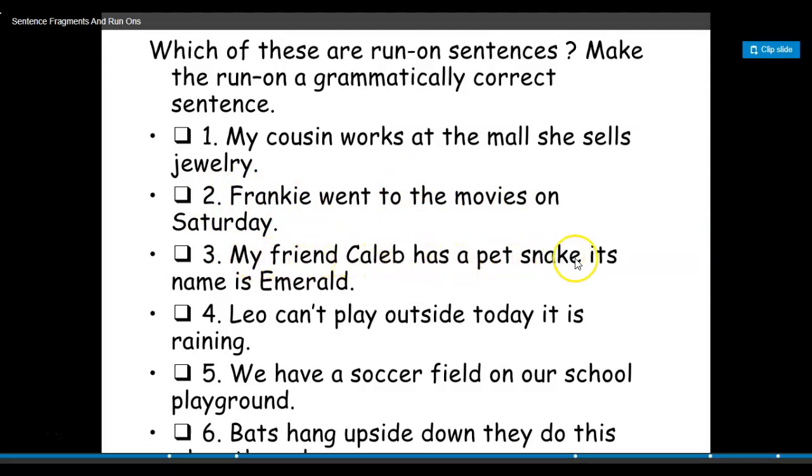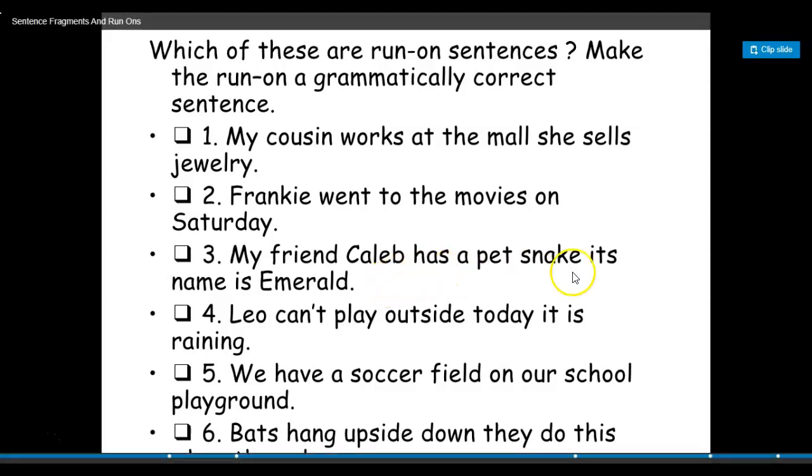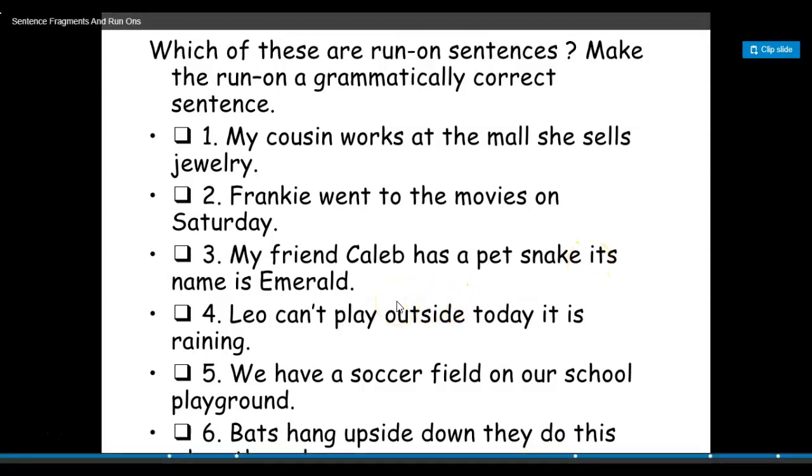My friend Caleb has a pet snake. Its name is Emerald. Right, this is a run-on sentence. Where would I put the period? Where does the first thought end? Yes, after snake. My friend Caleb has a pet snake. Period. Capital I. Its name is Emerald.